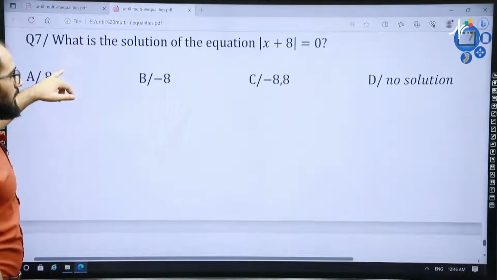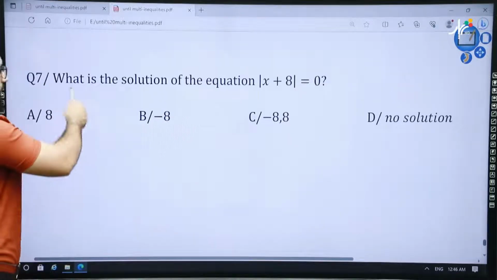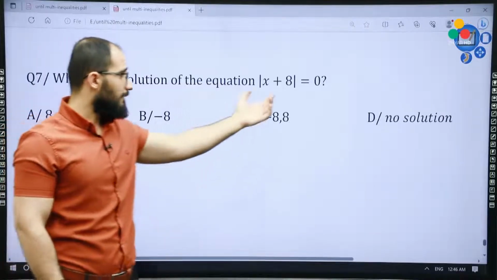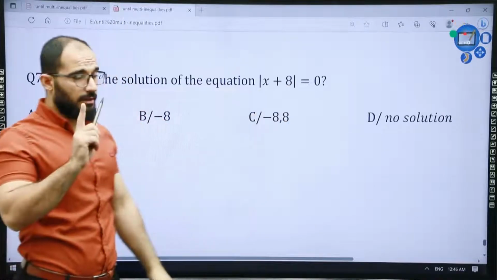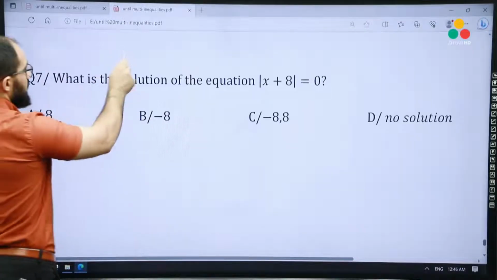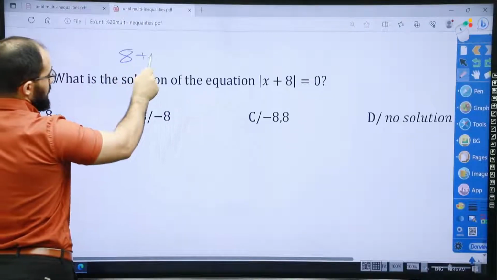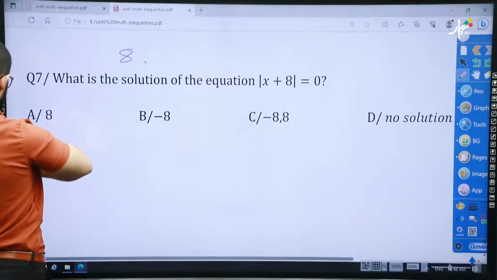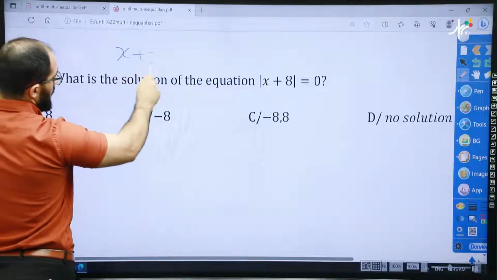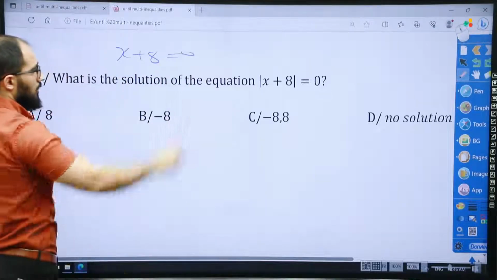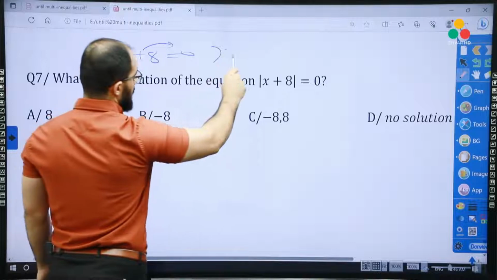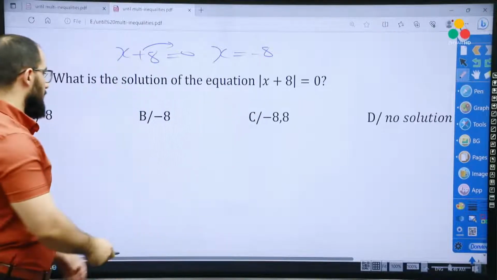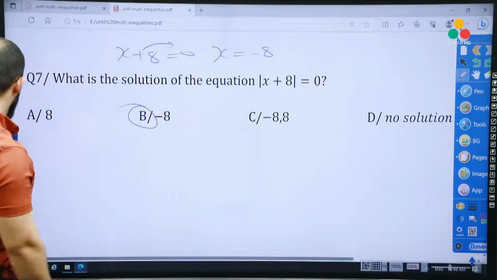So this question, question 7, it says, what is the solution of the equation |x + 8| equal to 0? Because we have 0, it has only one solution. x plus 8 is equal to 0. Move it to the other side. So x is equal to negative 8. So it has only one solution, and it is negative 8.